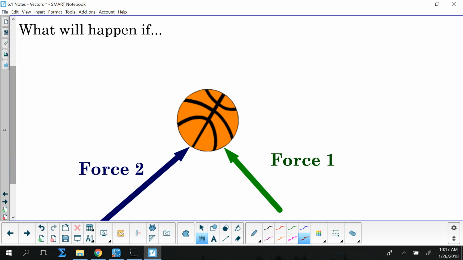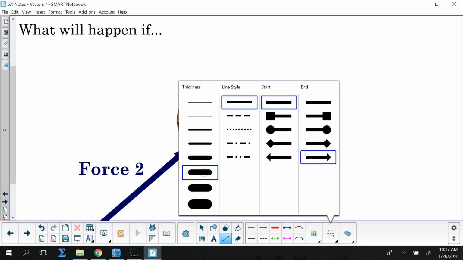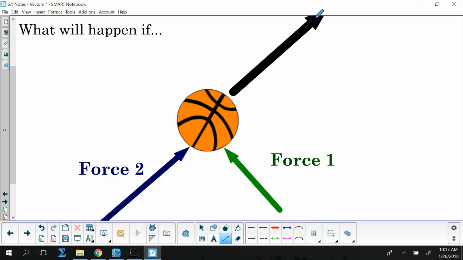So what are my possible, which directions could that basketball go? So it could go this way, right? Okay. Or you were also saying, Ed, that it could go that way? Okay. Could it go straight up? Could it go straight down? Why not?